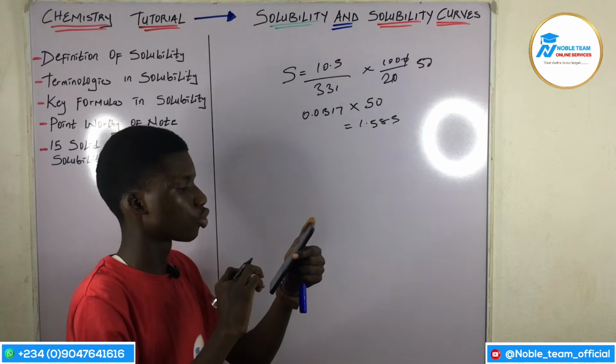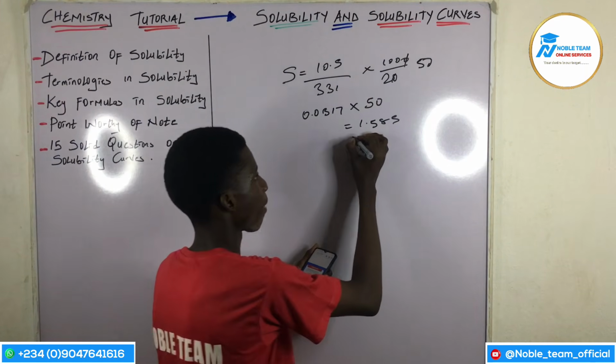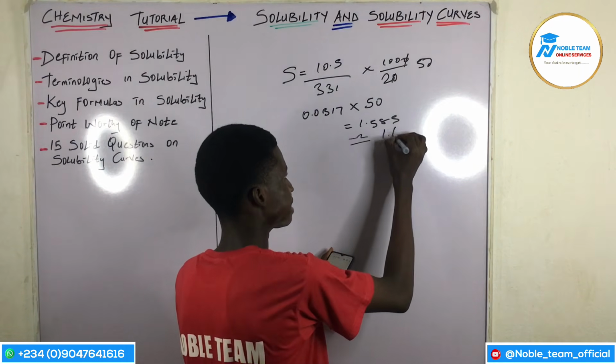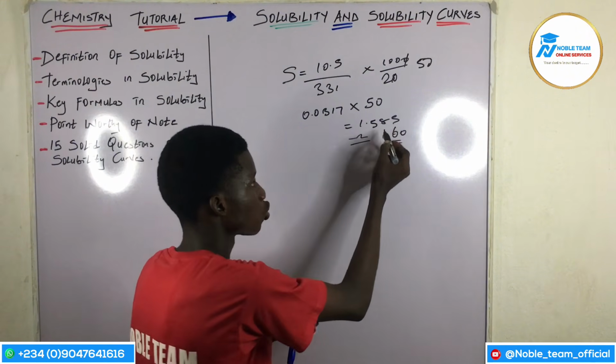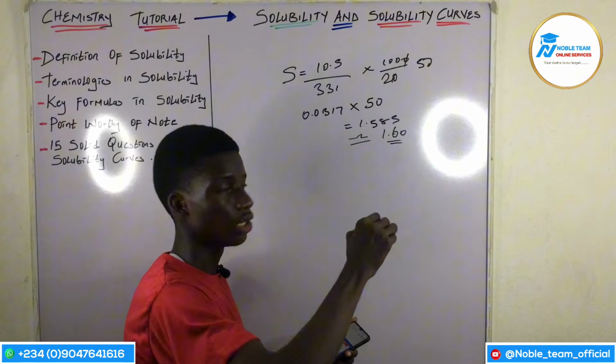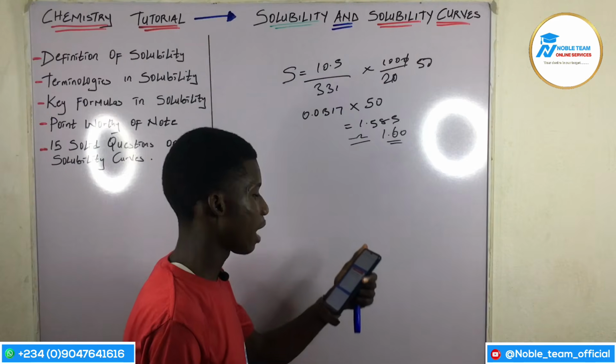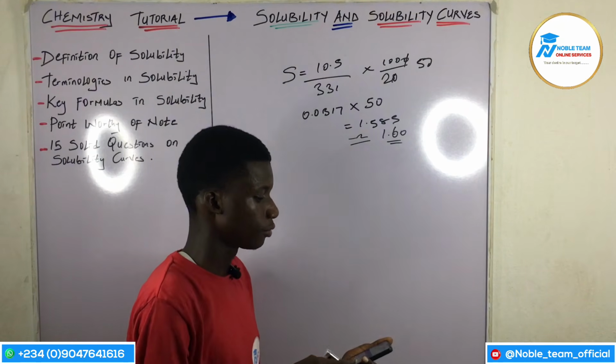So now let's look into the options to know which one is correct. We have option A to be correct, which is approximately 1.60. Yes, because once you approximate this, it is 6, the rest is 0. Now let's look into question 6.